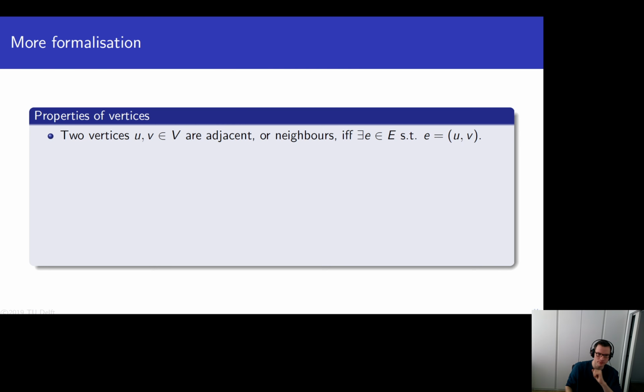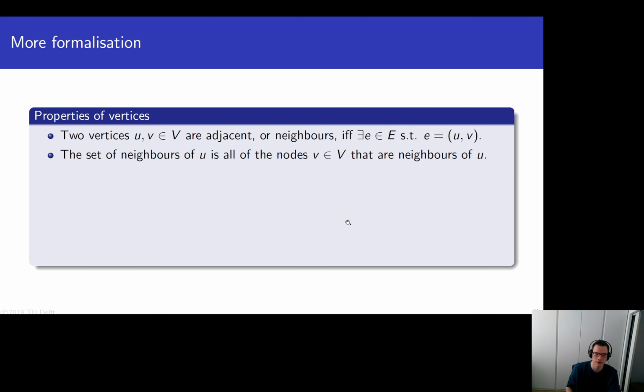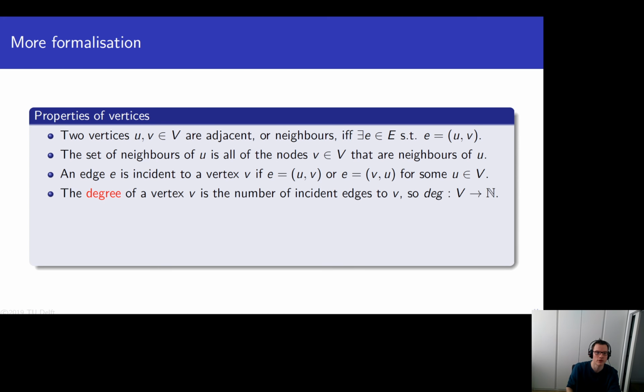Okay. Now, again, we can formalize that. Two vertices are adjacent or neighbors if and only if there is an edge that connects the two. The set of neighbors is all of the nodes that are a neighbor of U, which we have just defined in the previous statement. An edge is incident if, in a directed setting, either the edge leaves or enters the vertex.